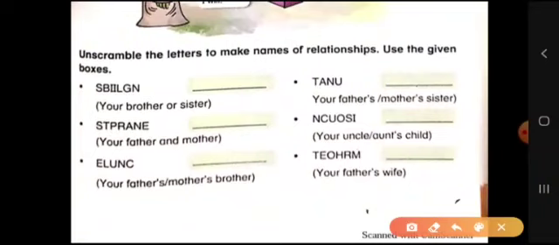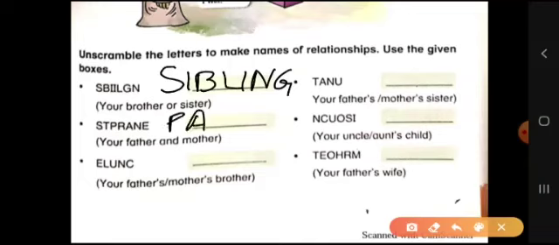We call them siblings. SIBLING, sibling. Your mother and father are together termed as parents. PARENTS, parents. Your father's or mother's brother, he is called as uncle.